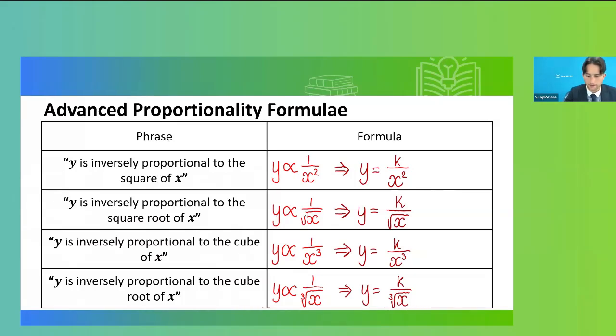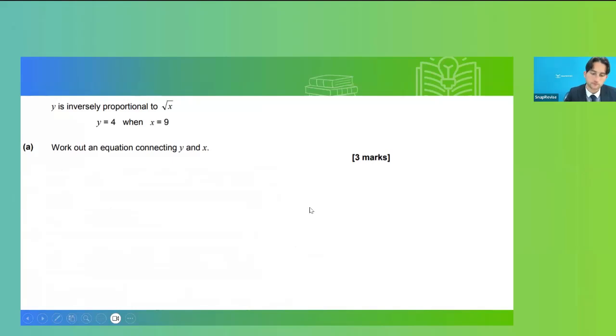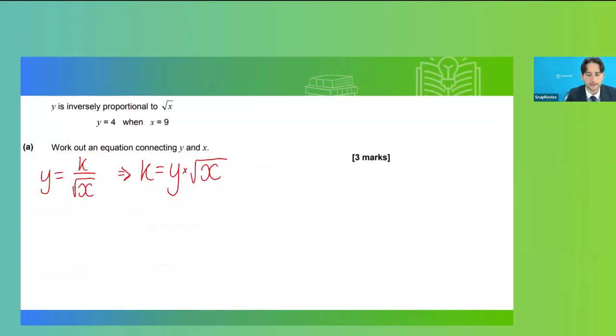Now, let's have a little look at some examples. Y is inversely proportional to root x. So this time, y is equal to k over root x. So to find the constant, we sub x and y in, and we rearrange to find k, and we get k is 12. So this time, the actual equation is 12 over root x.